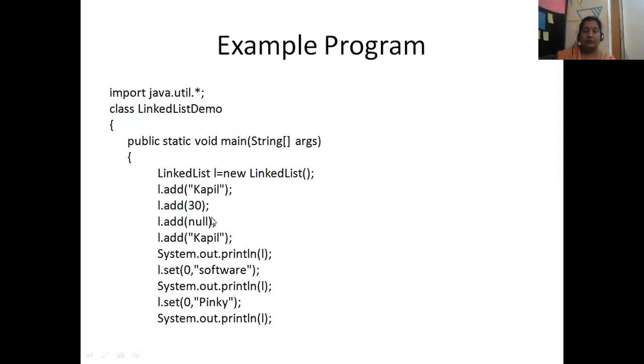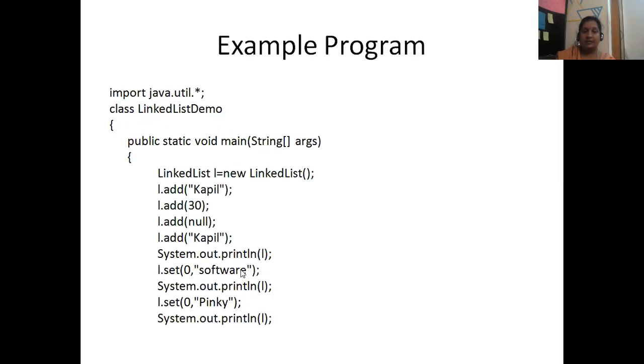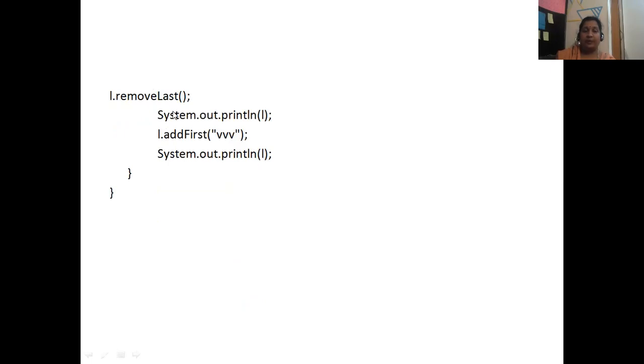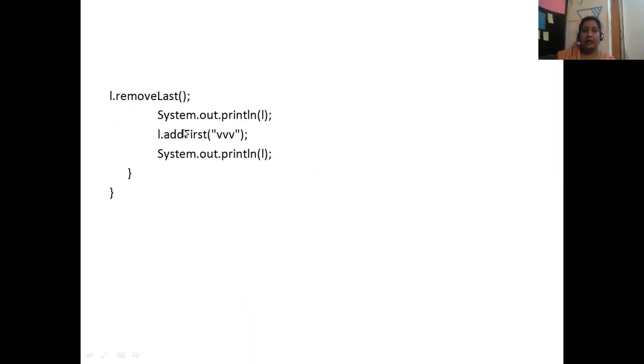Now you see here the code is continuing. Remove last. What is last? Couple is in the last. So now you have removed couple. If you give System.out.println of l, what is the output? I'll tell you: pinky, software, couple, 30, null is the output. Add first.